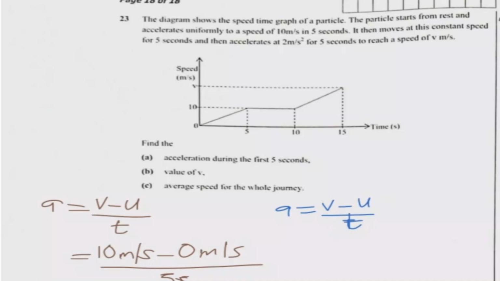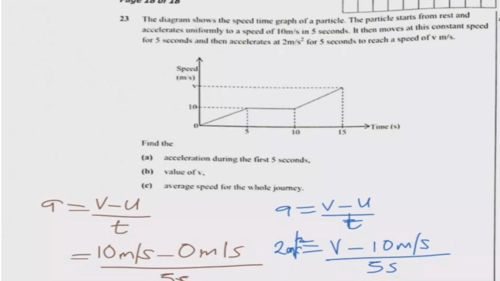So what is the final velocity? We don't know. What is the acceleration? We are told it is 2 meters per second squared. So 2 meters per second squared is equal to final velocity, which we don't know, minus the initial velocity. The vehicle was moving at 10 meters per second, so we say minus 10 meters per second, over the time, that is 5 seconds, as given in the statement.